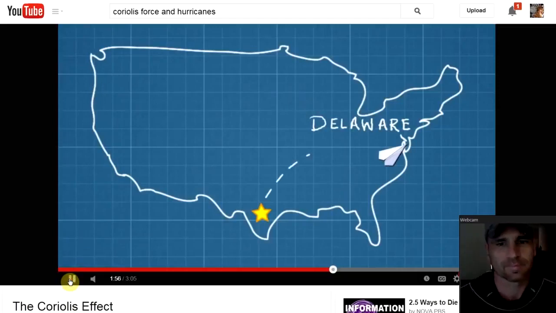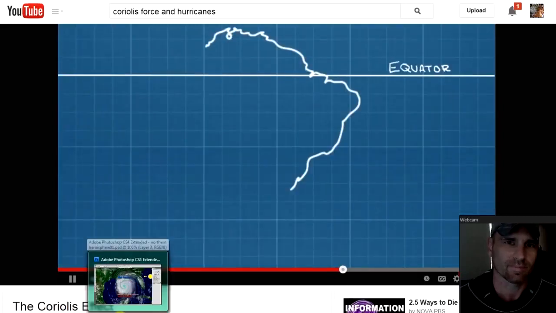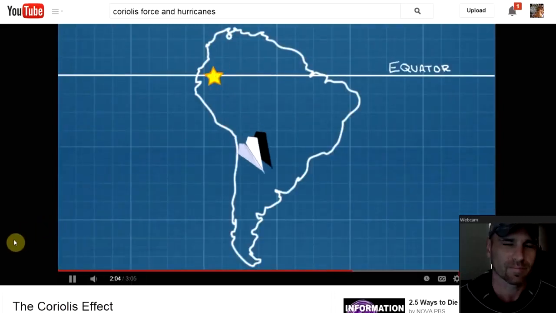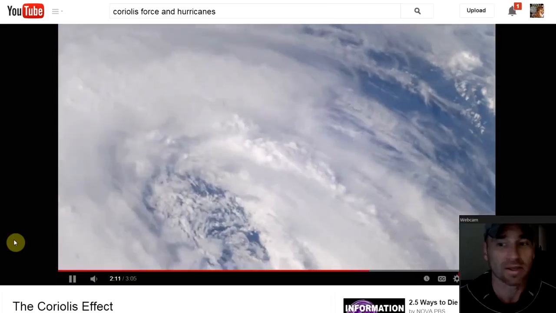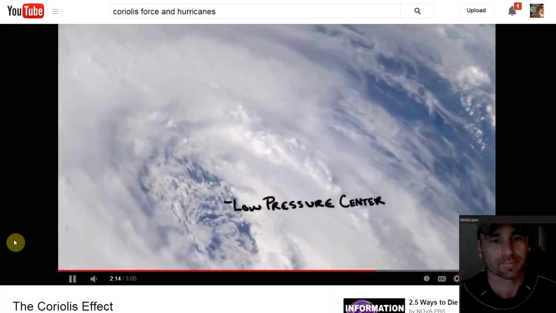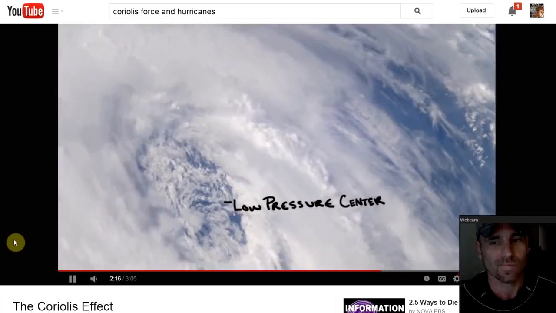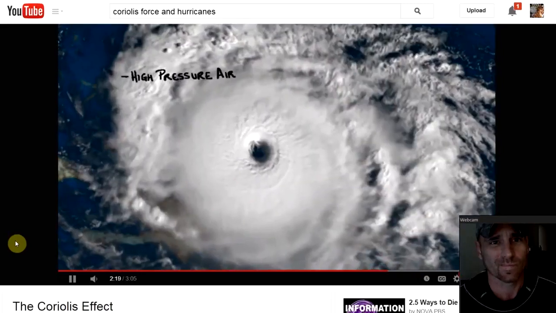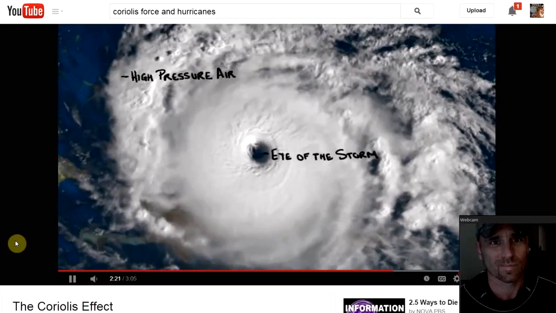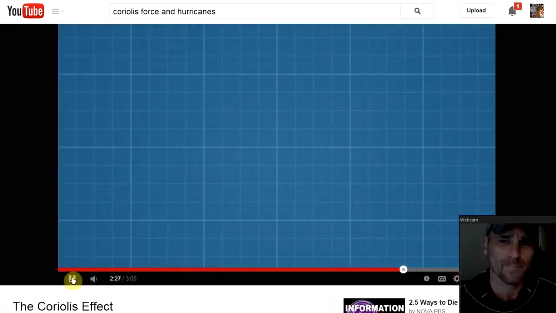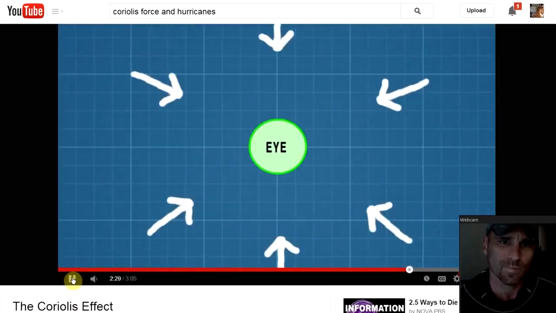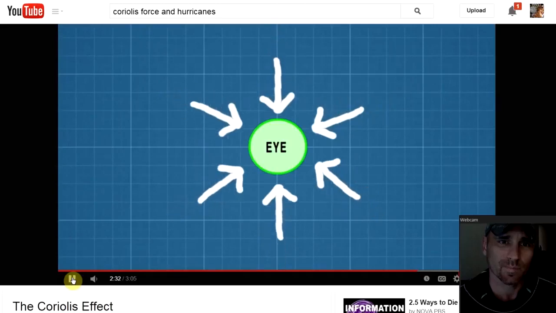The plane would have taken a curved path to the right. The opposite would happen in the southern hemisphere. An object traveling from the equator to the south would get deflected to the left. So, what does this have to do with hurricane spinning? Well, at the center of every hurricane is an area of very low pressure. As a result, the high-pressure air surrounding the center, or eye, of a storm is constantly rushing toward the low-pressure void in the middle. But because of the Coriolis effect, the air rushing toward the center is deflected off course.